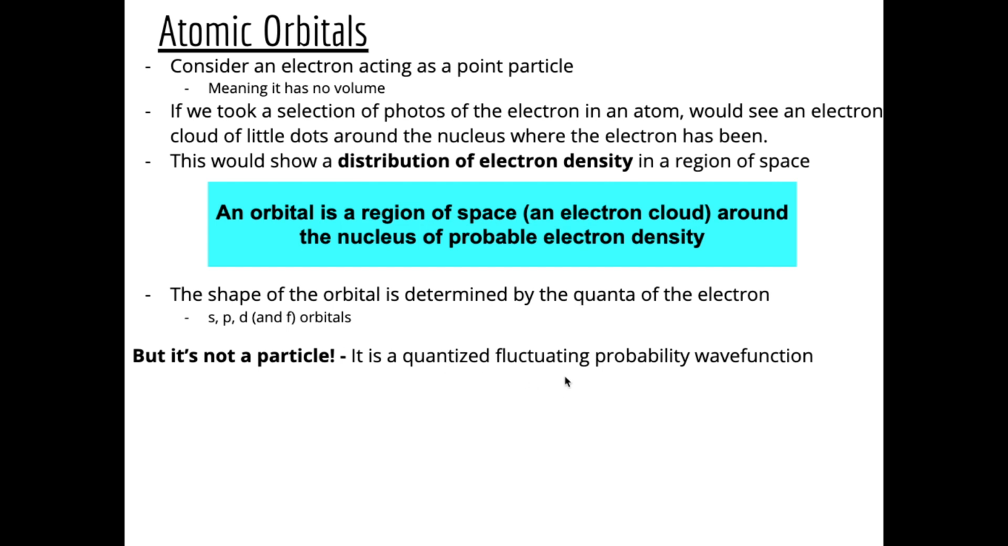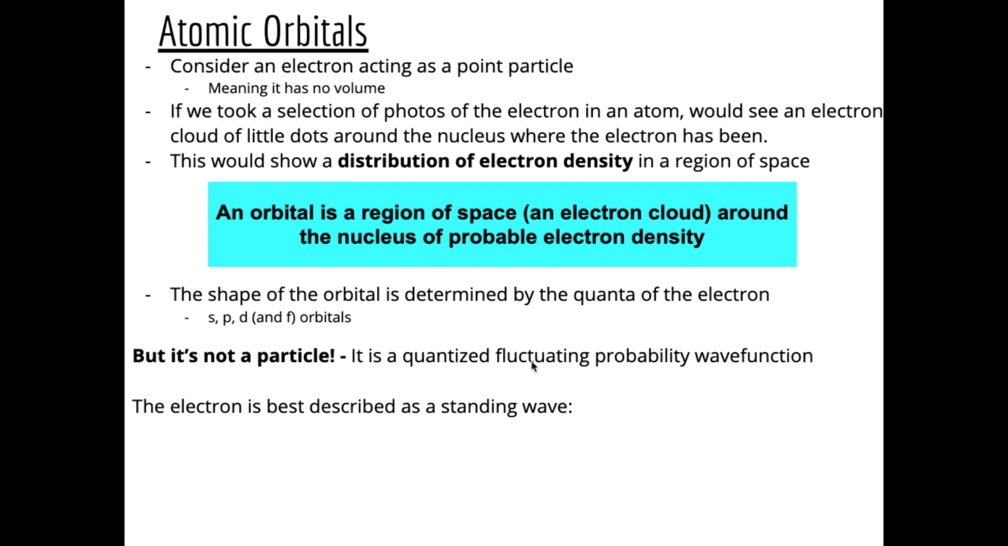Well, this word quantized, quantum, we've looked at, it means discrete. Fluctuating is a word that you might see used in your everyday life. It means it's changing, it's moving, it's fluctuating. Probability means chance. Wave function is some math stuff to do with waves that the physicists worry about. We're not really too cared about that.